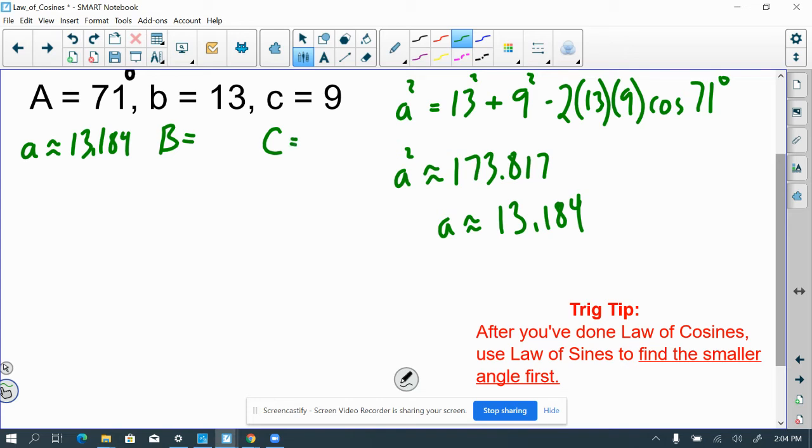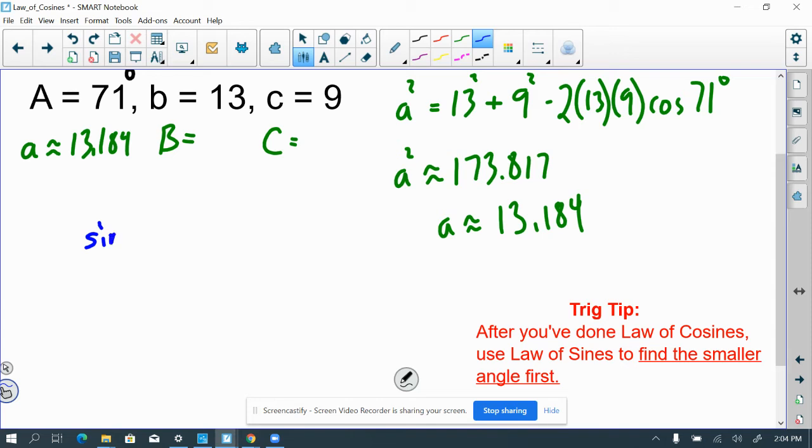Which one of those two is smaller? Angle C, because its opposing side is 9, which is smaller than 13. So I'm going to find angle C first. Pay attention to the trig tip: after you've done law of cosines, you're going to do law of sines, and you're going to find the smaller angle first. So here's my law of sines work.